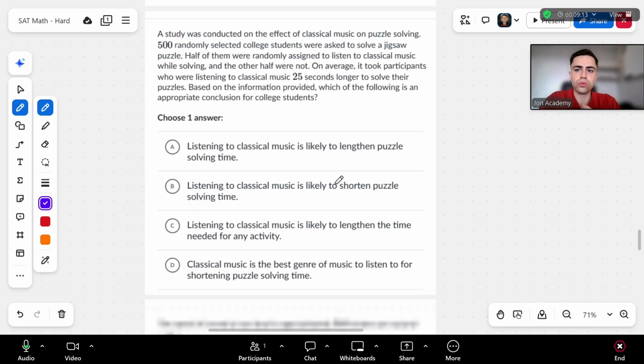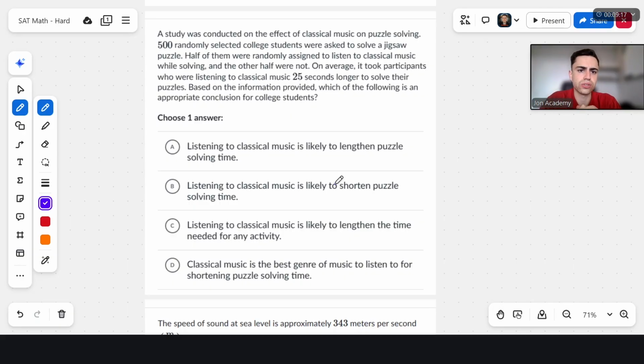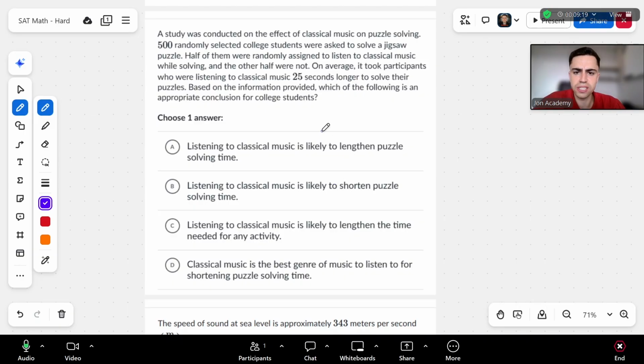Let's jump into the next question. A study was conducted on the effect of classical music on puzzle solving. 500 randomly selected college students were asked to solve a jigsaw puzzle. Half of them were assigned to listen to classical music while solving, and the other half were not. The ones who were listening to classical music took 25 seconds longer to solve.